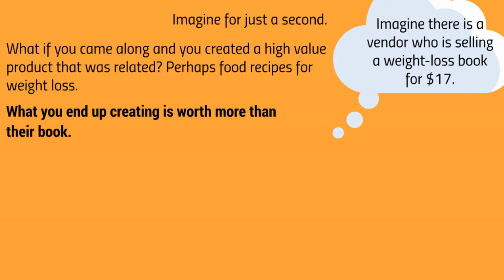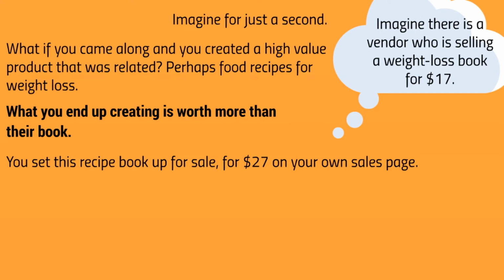Let's say you do that, and you create a book or a video that is worth more than their book. You can set the recipe book up for sale on an actual sales page for $27, while somebody else is selling a $17 book or something lower. Basically, you want to make sure that your high value product is either double or a little bit more money than what they are selling, because it's going to get the vendor to more likely say yes. Now, it's got to be realistic. If you're offering something of low value and just bumping up the price, that's not going to work anyway.